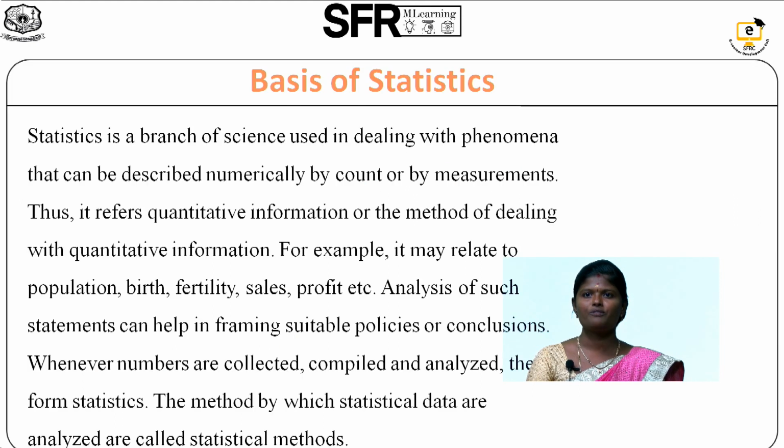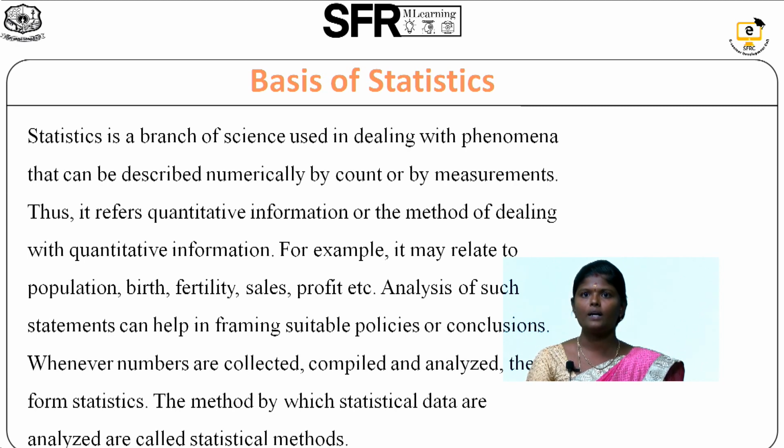In that, first we have the basis of statistics. Basis of statistics means how it deals, from which branches it deals. So that kind of details we have to see now. Statistics is a branch of science used in dealing with phenomena that can be described numerically by count or by measurements. Thus, it refers to quantitative information or the method of dealing with quantitative information. For example, it may relate to population, birth, fertility, sales, profit, etc.